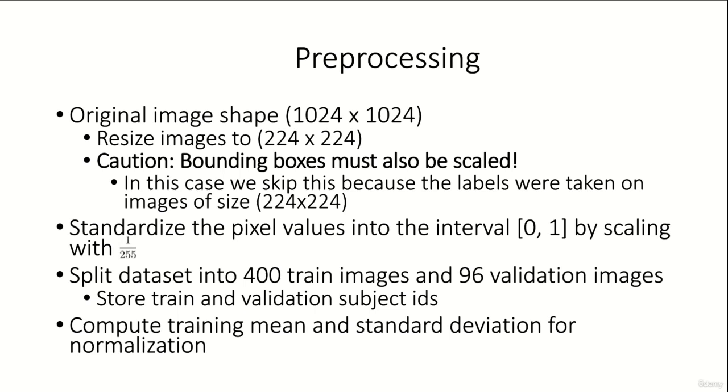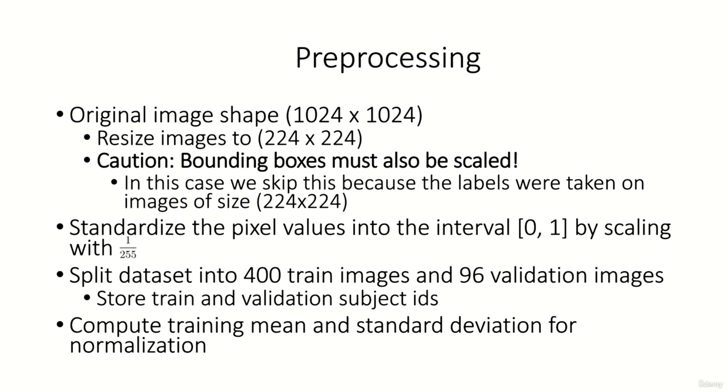In order to evaluate our model, we split the dataset into 400 train images and 69 validation images. To match the images later, we store the train and validation subject IDs. Last but not least, we compute the training mean and standard deviation to perform set normalization.